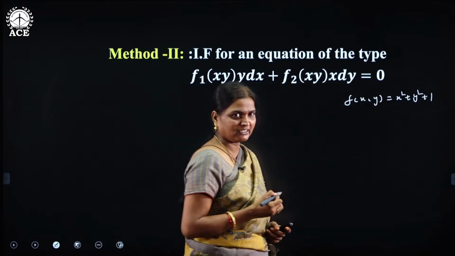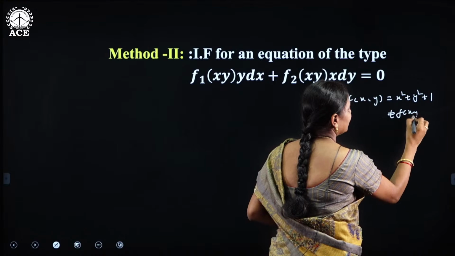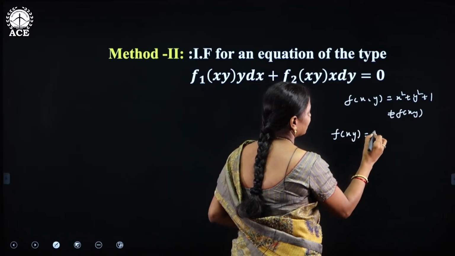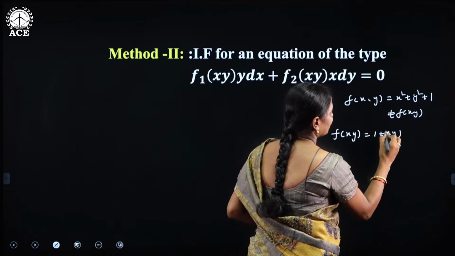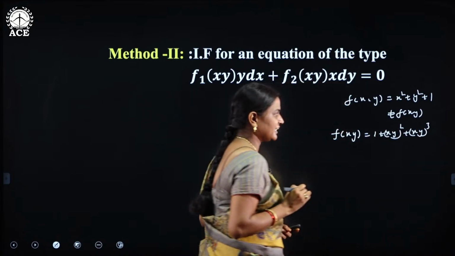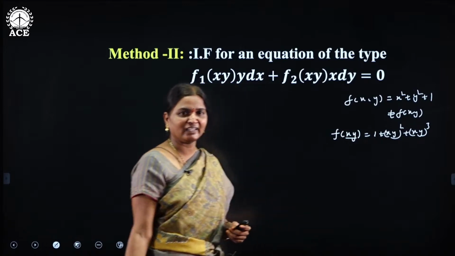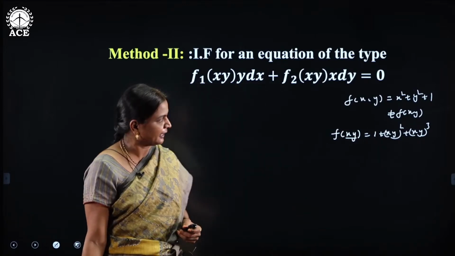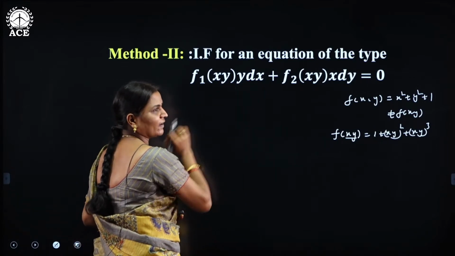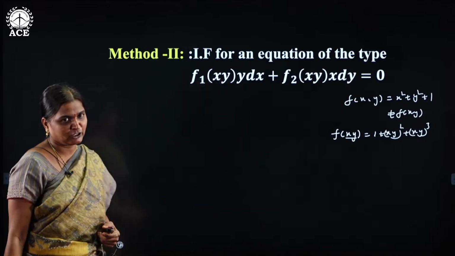We say that this is called a function of x and y, which is not equal to a function of xy. So how to define a function of xy? A function of xy is, for example, 1 plus xy, plus (xy) whole square, plus (xy) whole cube, in this form. So these forms are called a function of xy. In between x and y there exists an ordinary multiplication. So here what is the standard form? Function of xy into y dx plus function of xy into x dy is equal to 0.